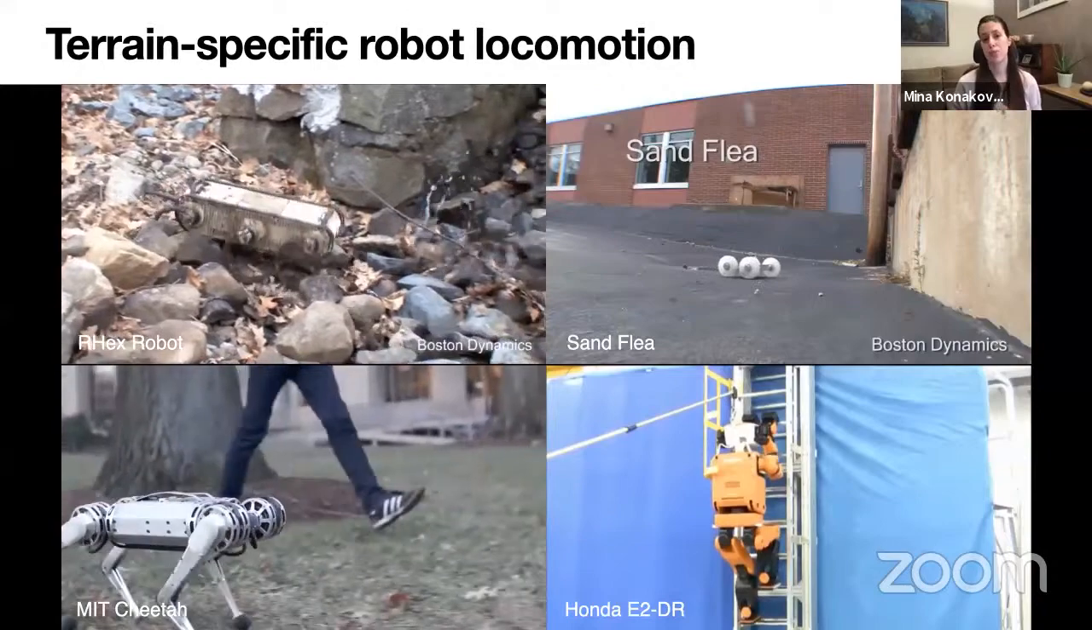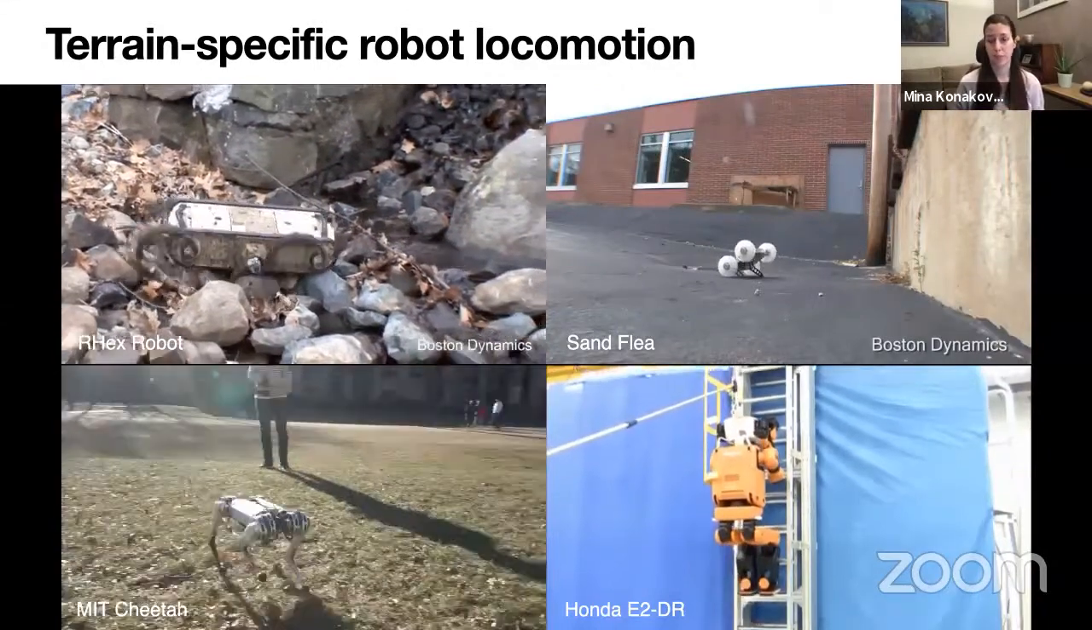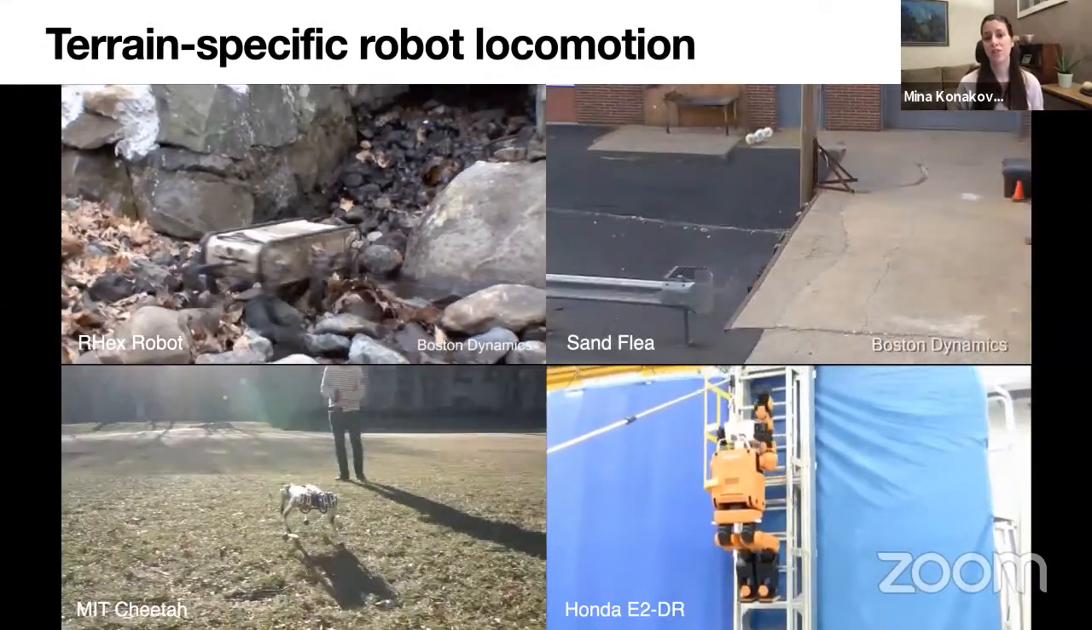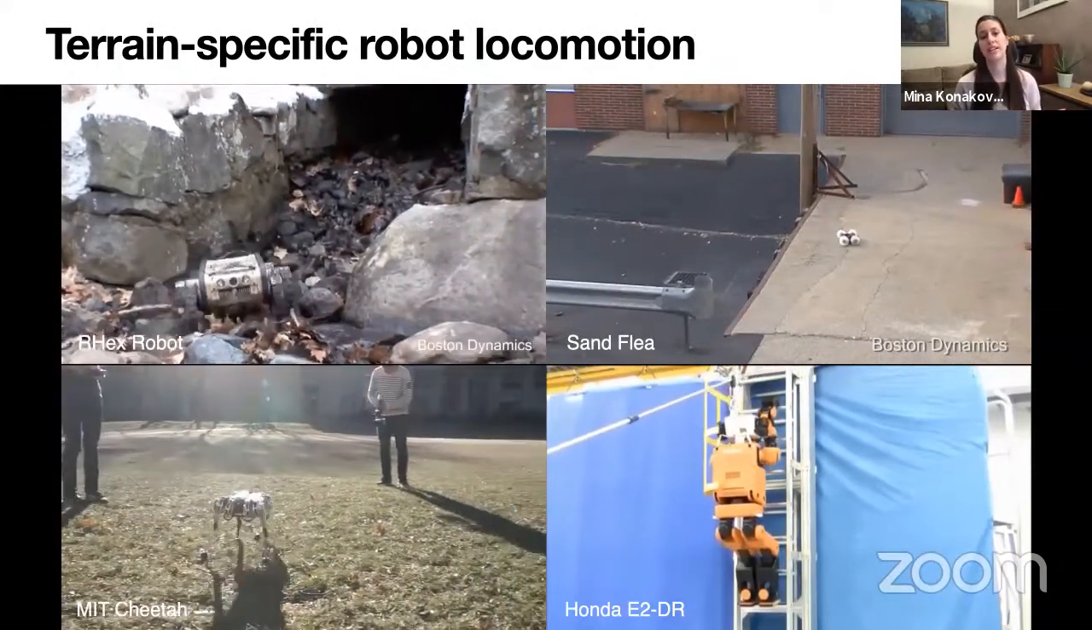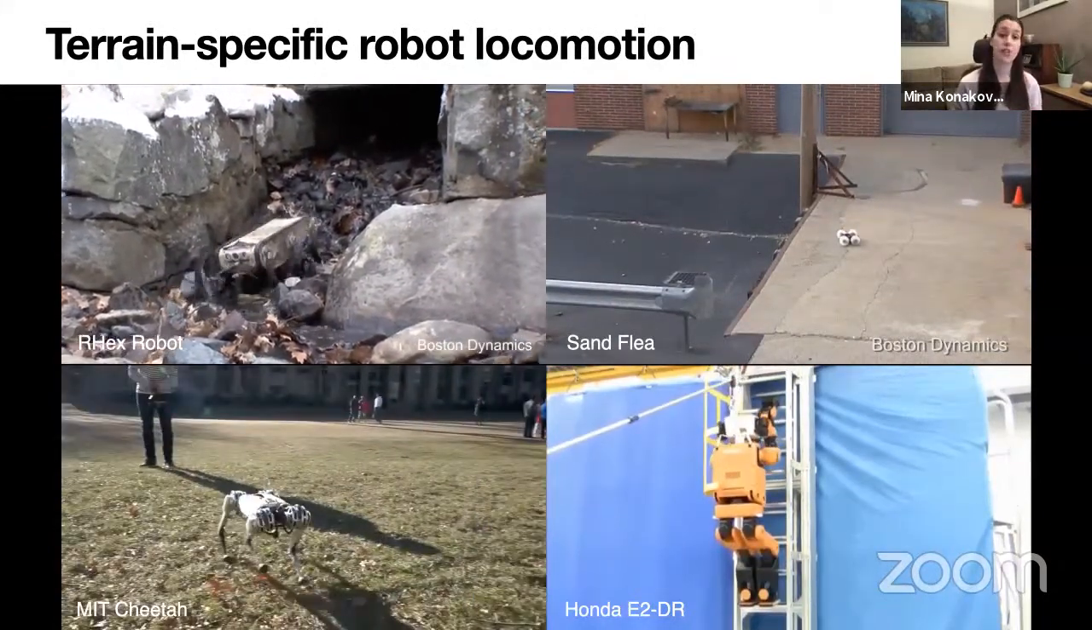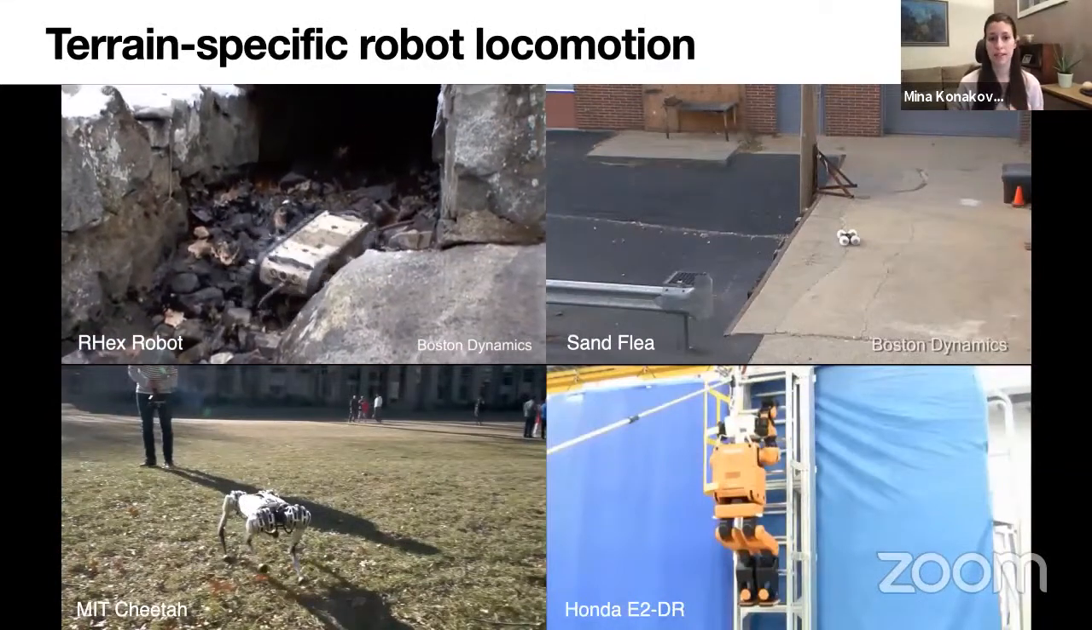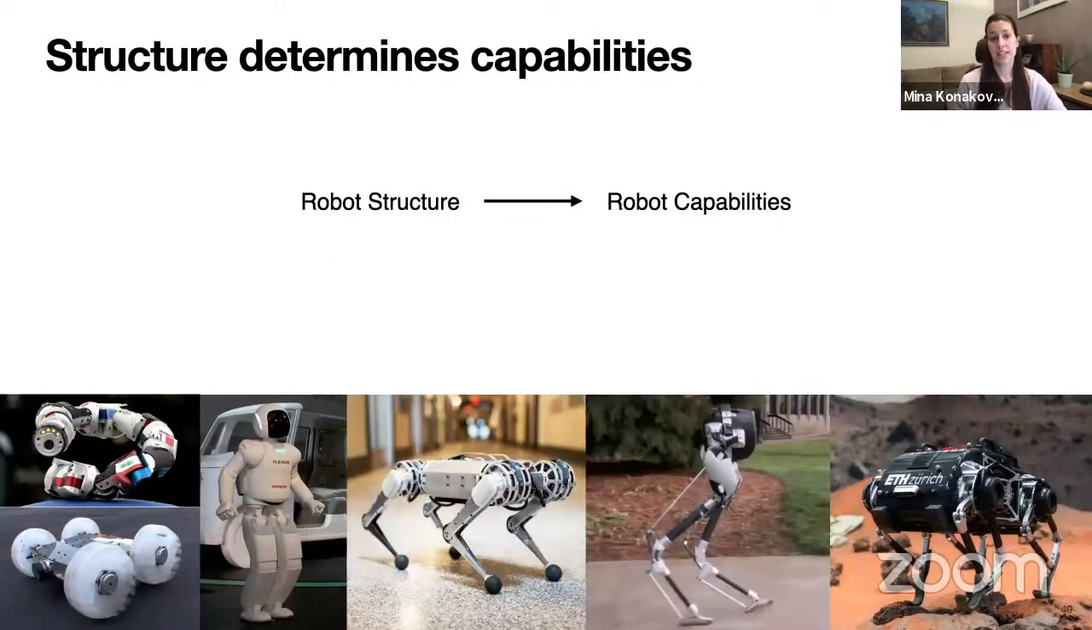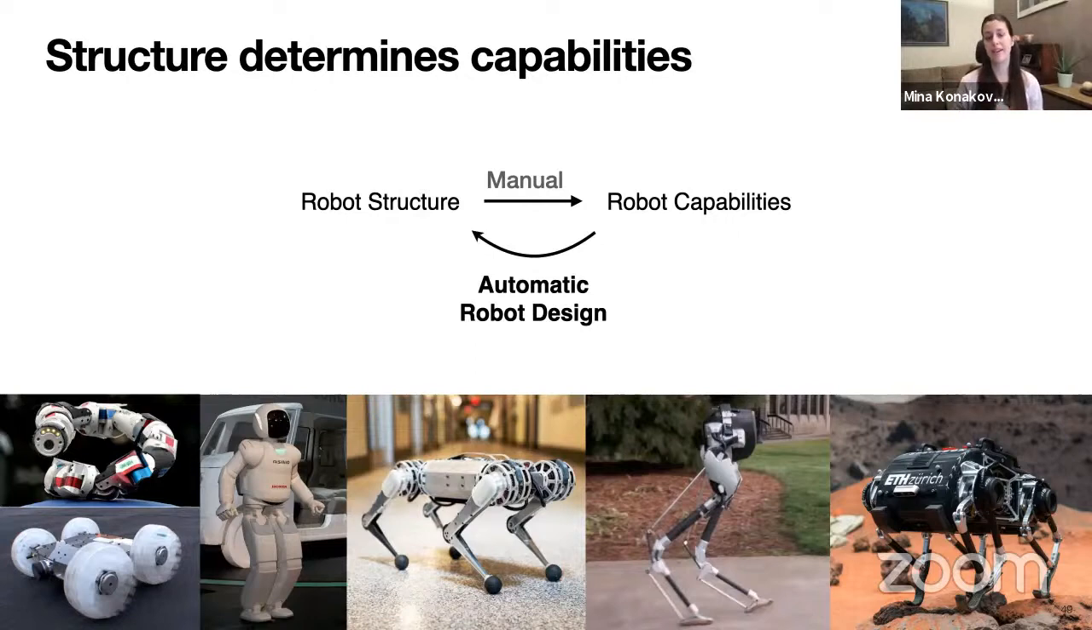And today, most of the robots are designed manually for a target purpose. Many of us have seen videos of robots that are designed for specific terrains, whether it's a flat ground, natural environment, or climbing buildings. And in each case, we can see that the structure of a robot defines which tasks it can perform. And this design direction is manual. Now, looking in the opposite direction, automatic robot design requires solving an inverse problem where we go from a set of desired capabilities to a robot structure.